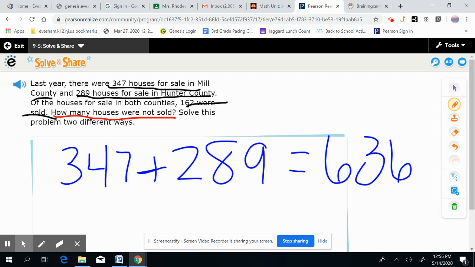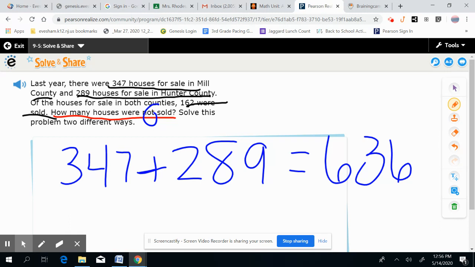Now I'm going to go back to my problem. Okay, what do I need to find out? So I'm going to reread it. Last year, 347 houses for sale in Mill County, 289 for sale in Hunter. Of the houses for sale in both counties, 162 were sold. How many houses were not sold? Okay, so if there's 636 houses altogether and 162 were sold, how do I find out how many were not sold? Hopefully you said that we subtract.